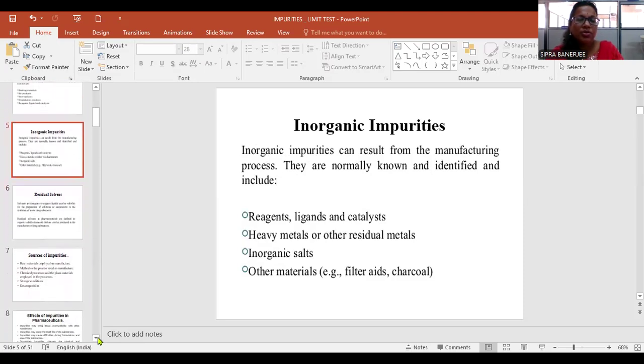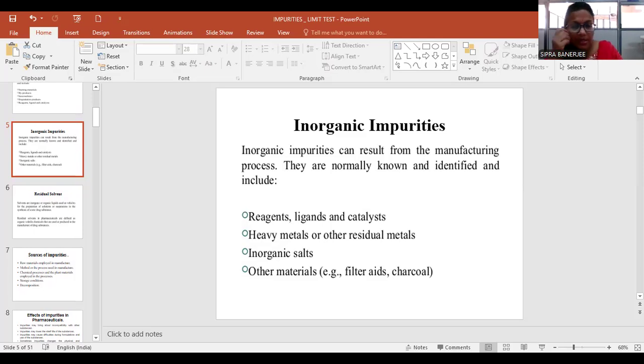Now coming to the inorganic impurity. Inorganic impurities can result from the manufacturing process. They are normally known and identified, in reagents, ligands, and catalysts. They can arise from the reagents which are used.